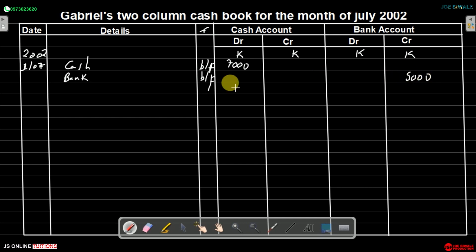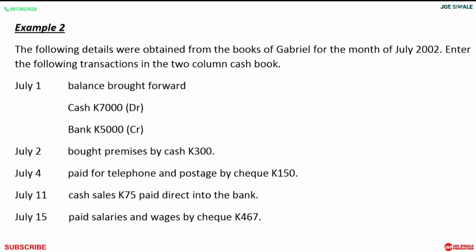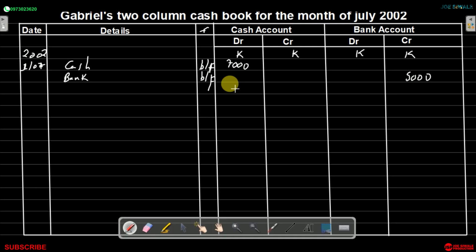Then on the 2nd of July, bought premises by cash amounting to 300 kwacha. So for this transaction, we're going to record it on the credit side of the cash book because money is going out of the business. So we have 2nd of July. In our details column, we're going to say premises. And since we are buying premises, that means that money is going out of the business. And since we bought by cash, we're going to credit the cash account. So we're going to have 300 on the credit side.